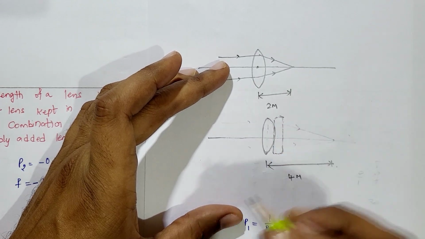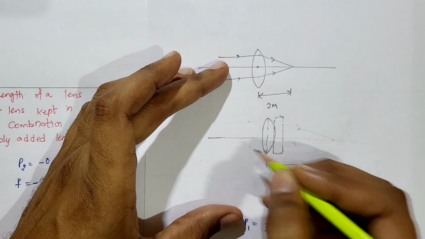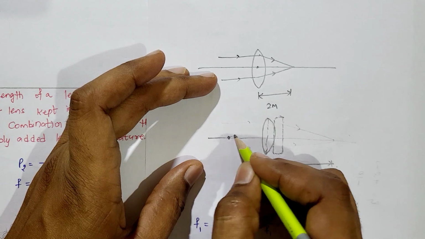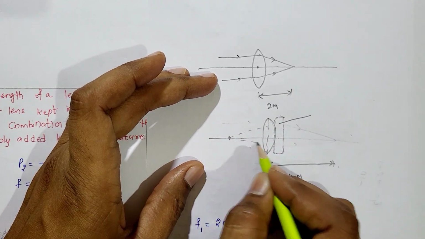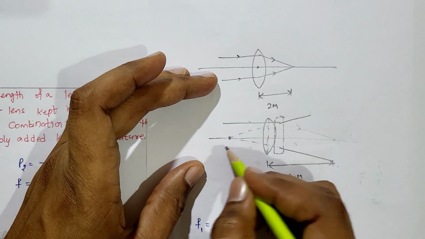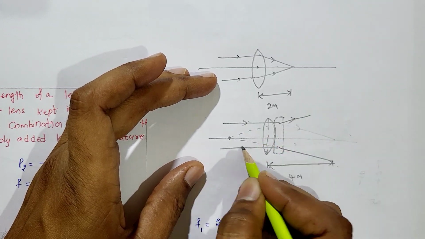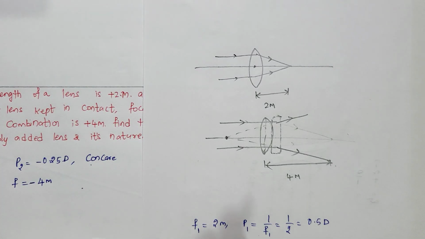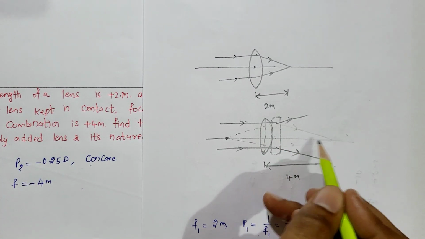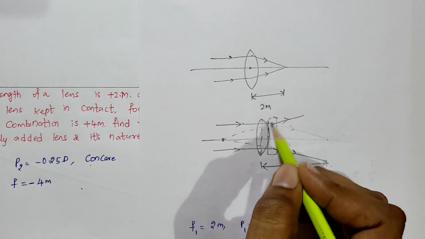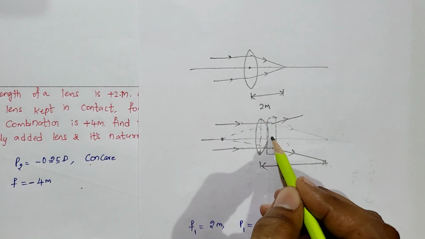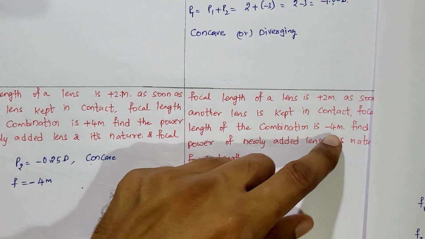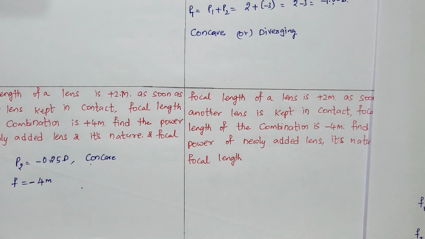When we added one more lens, the focal length of the combination has become minus 4, meaning the focus has become somewhere here. Like this, the light rays are going now. Parallel light rays will come until here. So what happened now? Power decreased. You added an opposite power lens. Power decreased. If you add more, power has gone to negative also. Focal length of the combination is minus 4 meters.